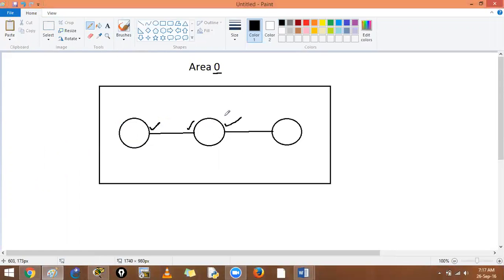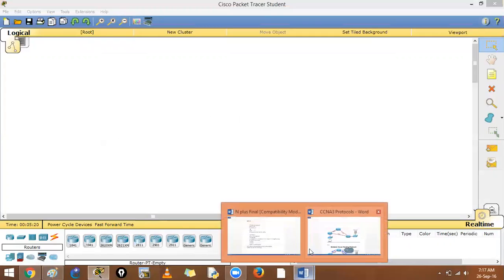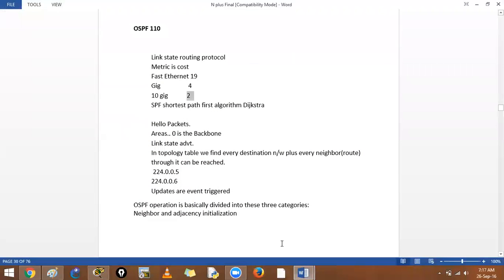So let us see. What is the administrative distance of RIP? It is 120, isn't it? Yeah. What is administrative distance? It is the trustworthiness of a route received by a routing protocol.